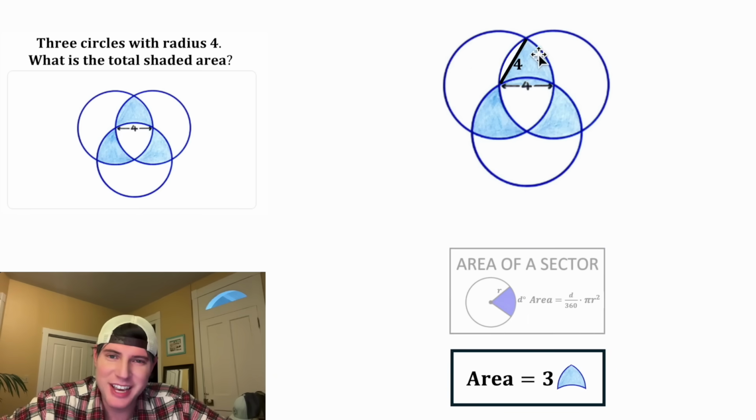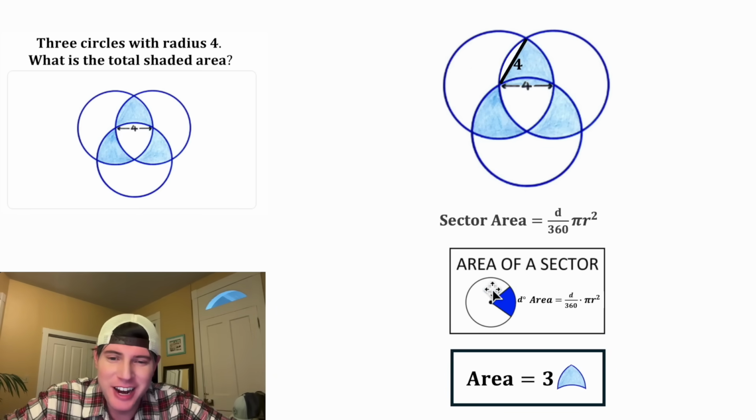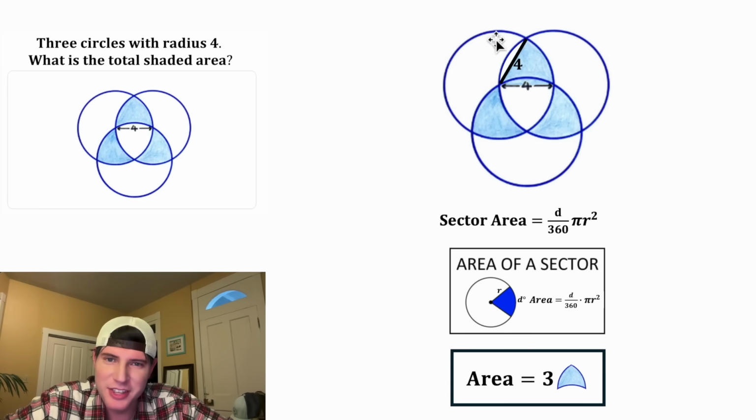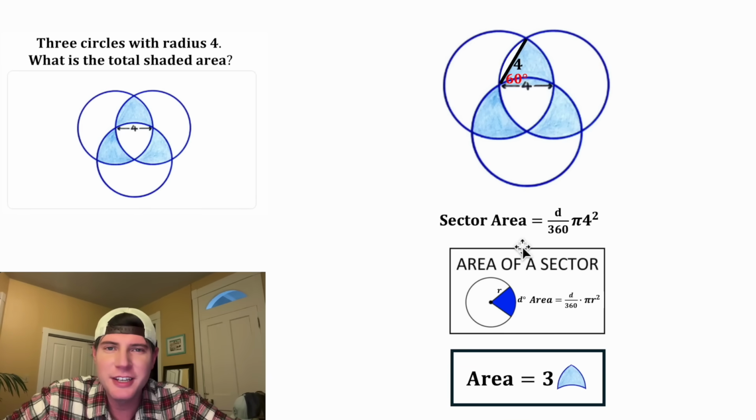And now we have a sector of a circle. The notes say that the area of a sector is equal to this angle divided by 360 times pi times the radius squared. This sector belongs to this circle that has a radius of 4. We can change the r into 4. And then for the d, we need the angle right here. Let's draw this radius that's also equal to 4, and we have an equilateral triangle here. This angle of the sector will be 60 degrees. So we can change the d into 60.